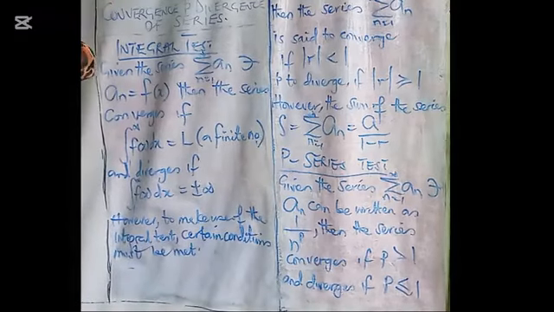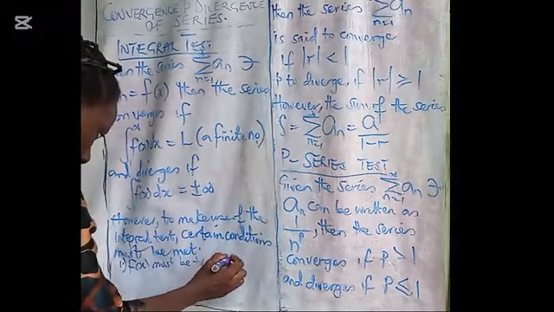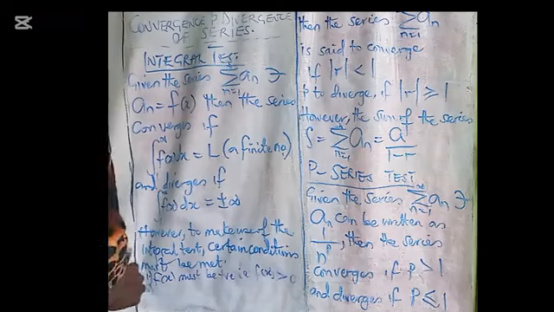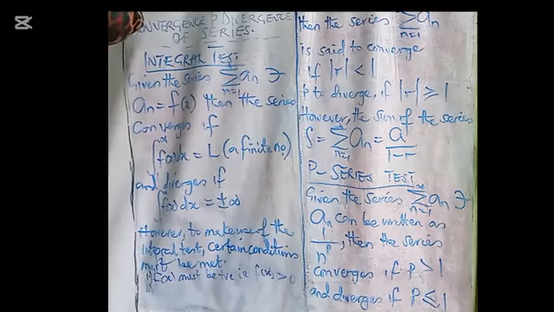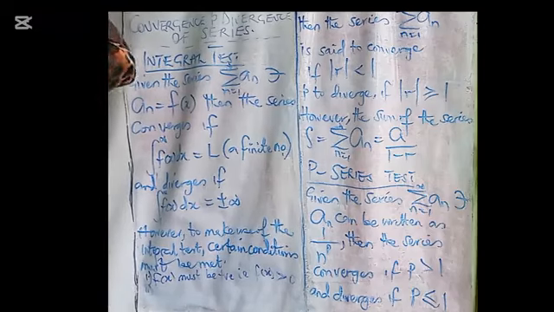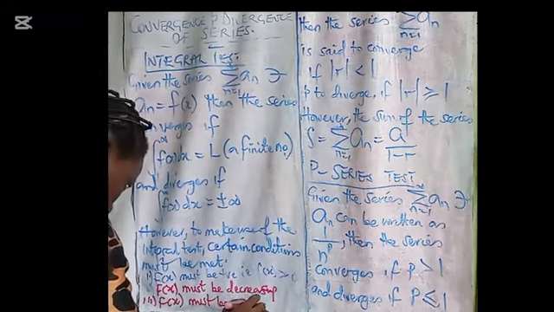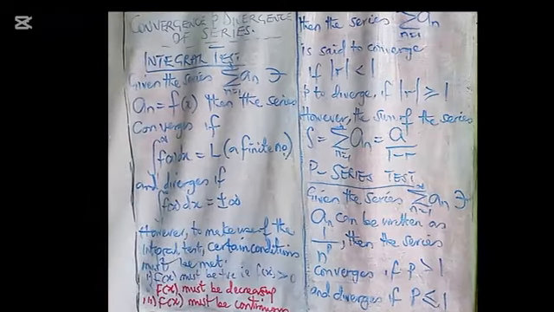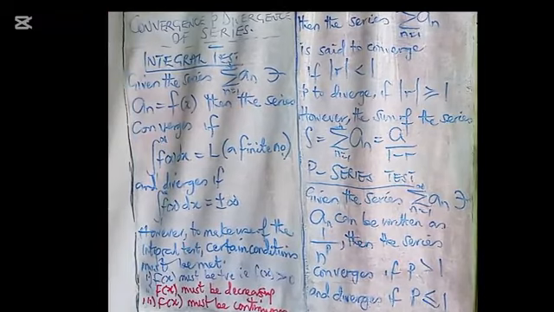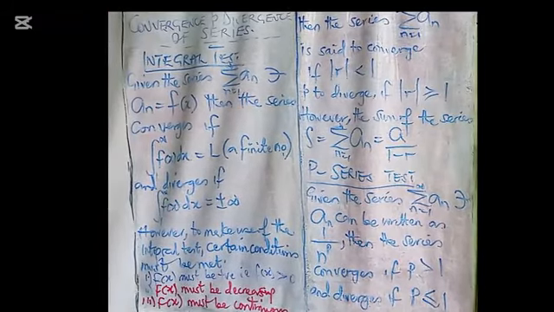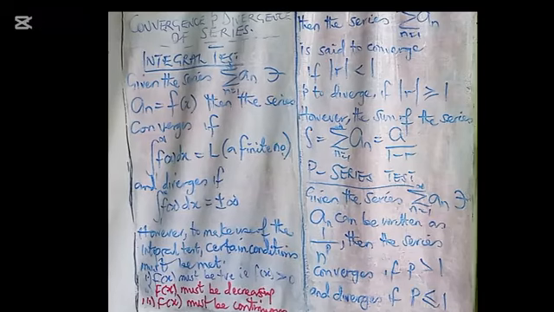The first is that f of x must be positive, that is, f of x must be greater than 0. The next one, f of x must be decreasing. And then lastly, f of x must be continuous. These three conditions must be met for us to make use of the integral test. The integral test can easily be used when we have a function that can be integrated.